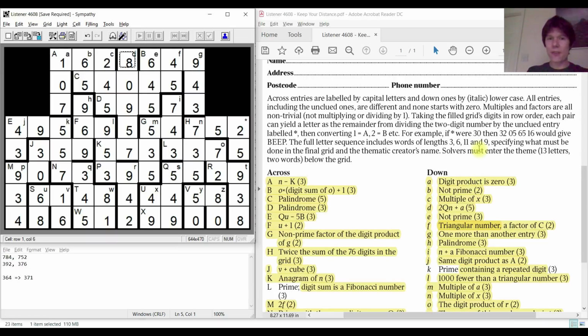Now, it then says that we have to convert those into letters. So that would give us 16, 3, 14 will be P, C, N. Well, that isn't looking great. However, if we read on, it then says that the full letter sequence includes words of length 3, 6, 11 and 9. Well, that isn't the full grid, so maybe some of the cells are unused. Again, to save some calculation, I'm just going to flick to Excel and show you how I've calculated this.